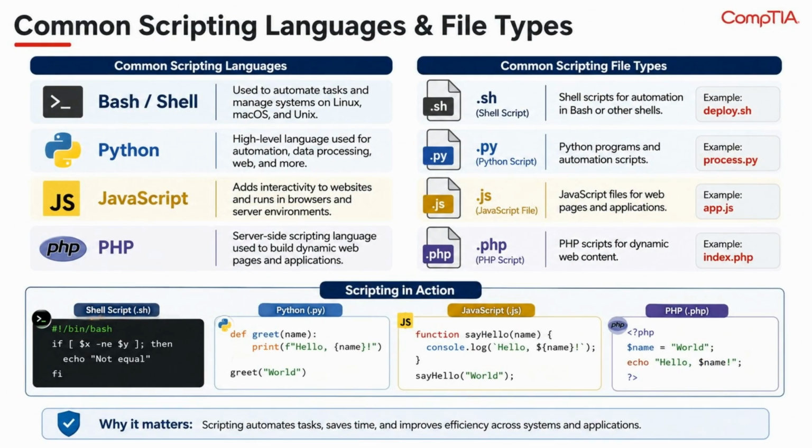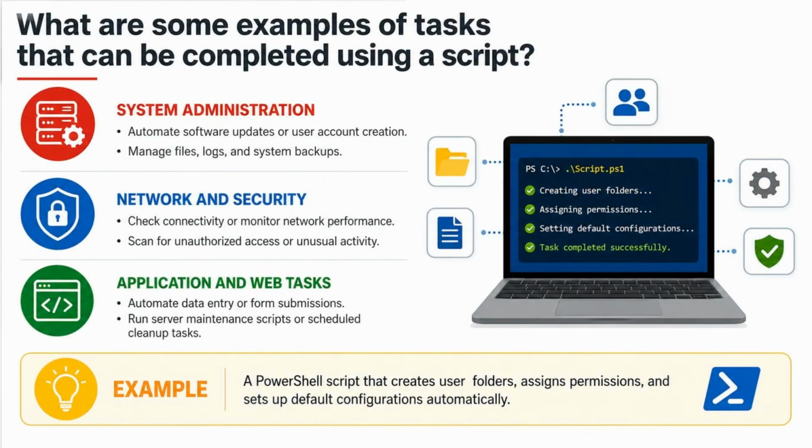Notice the syntax differences between a shell script, a PowerShell cmdlet, and a Python script, even though they're all accomplishing similar automation tasks. System administration tasks include automating software updates or user account creation, and managing files, logs, and backups. Network and security tasks include checking connectivity, monitoring performance, and scanning for unauthorized access. Application and web tasks include automating data entry or form submissions, and running server maintenance or scheduled cleanup.